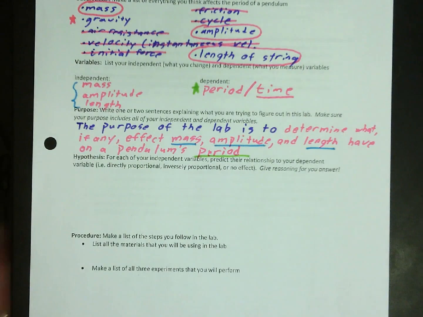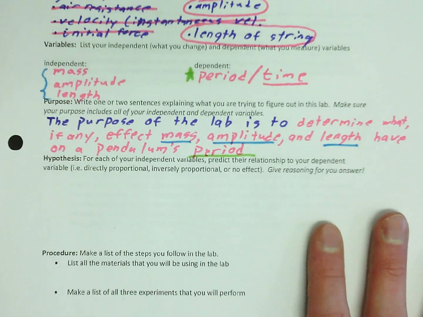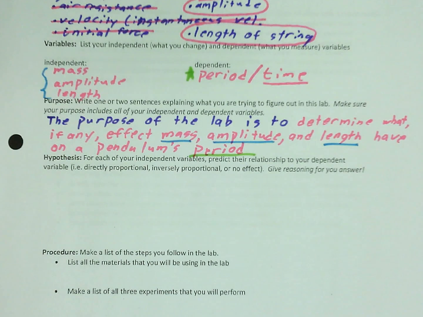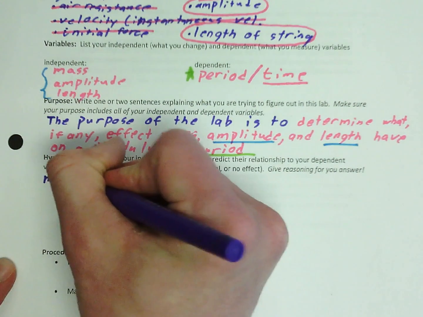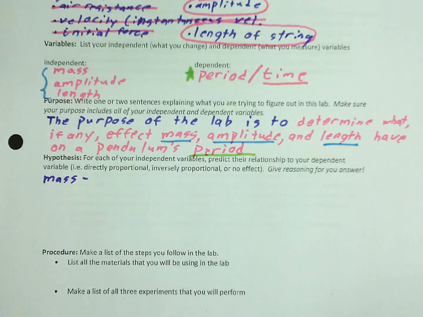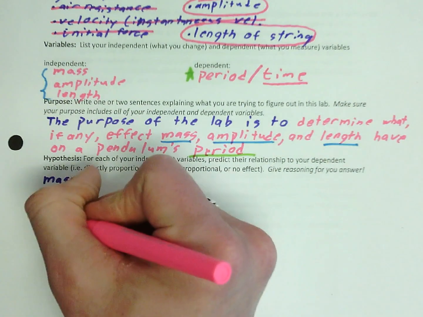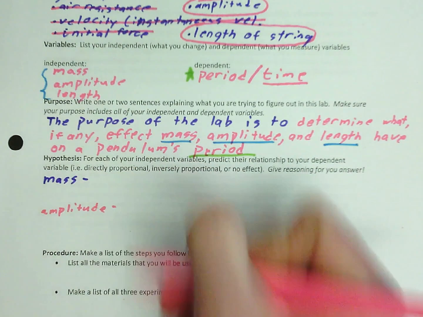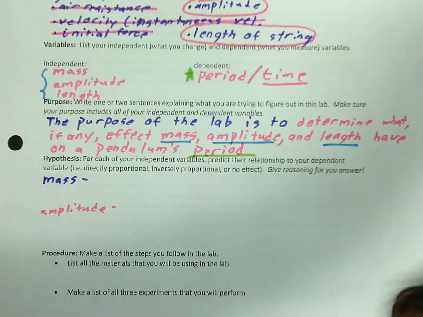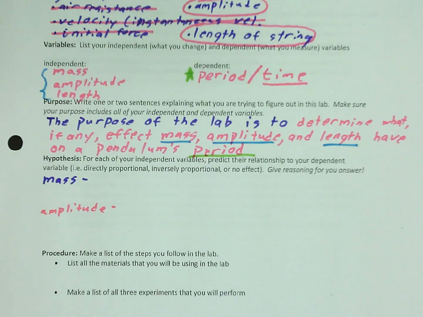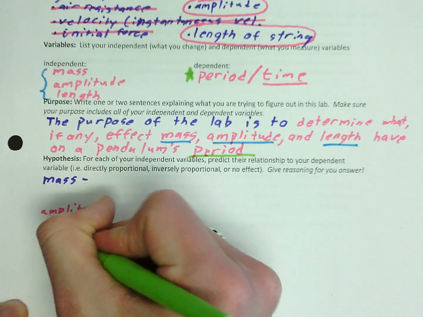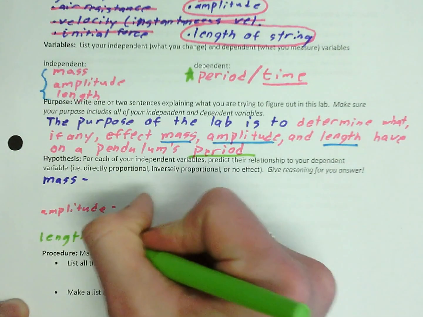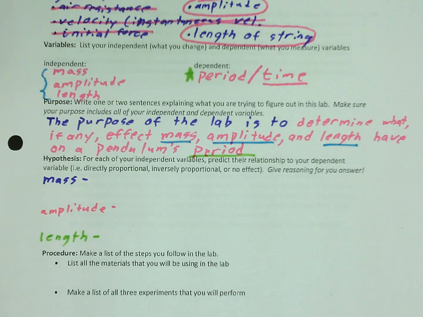So the hypothesis is going to be what you think is going to happen. So you're going to write a hypothesis for each one of these things. You're going to write a hypothesis for the mass. You're going to write a hypothesis for the amplitude. And you're going to write a hypothesis for the length. And all you have to do for the hypothesis is tell me what you think is going to happen.